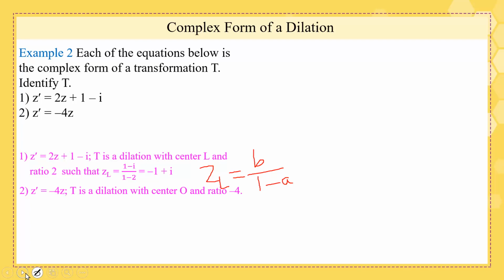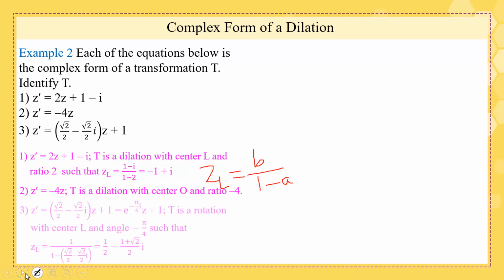In the second example, you can see that also it is a dilation with center O and ratio minus 4. Try to think why the center is O. In the third example, you notice that the number multiplied by Z is not a real number. That means this transformation is not a dilation. It will be, yes, as you said, a rotation of center L and angle minus pi over 4. And try to remember how to find the angle of the rotation and the center and the affix of the center using the complex form.